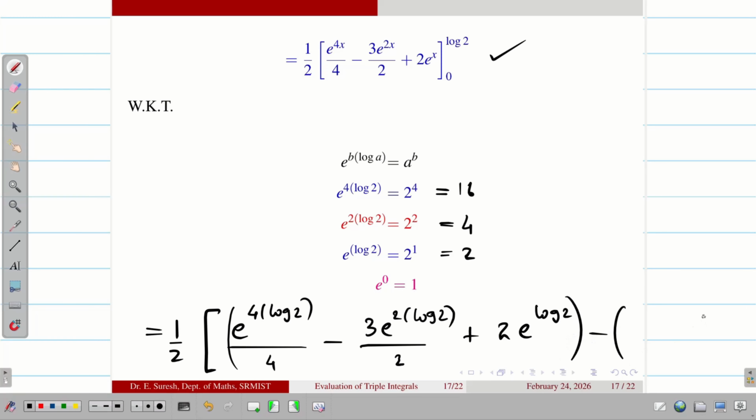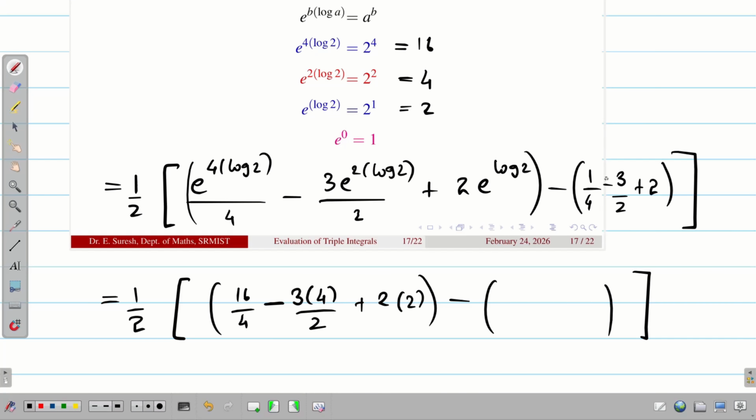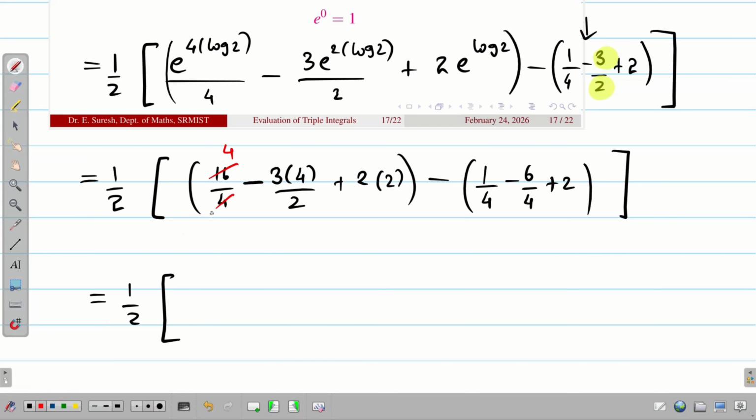When we go for the lower limit, it is very easy. We have 1 by 4 minus 3 by 2 plus 2. Now substituting the values, we get 16 by 4 minus 3 into 4 by 2 plus 2 into 2. For further simplification, I am just multiplying and dividing by 2. We get 1 by 4 minus 6 by 4 plus 2. Now cancelling and simplifying the terms, we will get the answer 4 minus 6 plus 4.